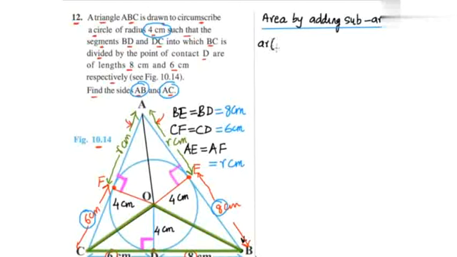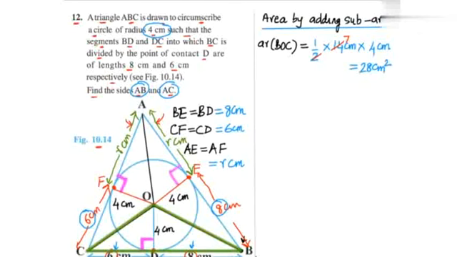So area of BOC is half into base, which is BC. So what is BC? The length of BC is BD plus CD, or 8 plus 6, or 14. So half into 14 into OD. OD is 4. So 14 by 2 is 7, 7 into 4 is 28. So the area of BOC is 28 centimeter square.